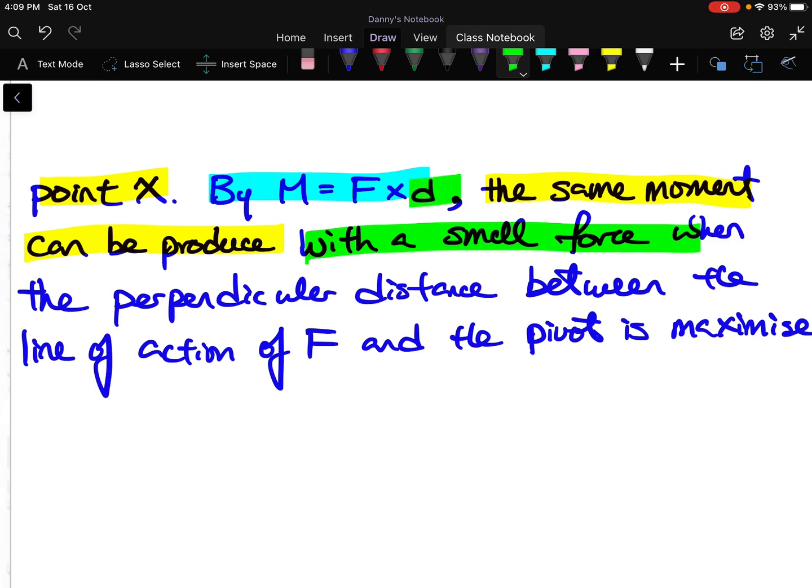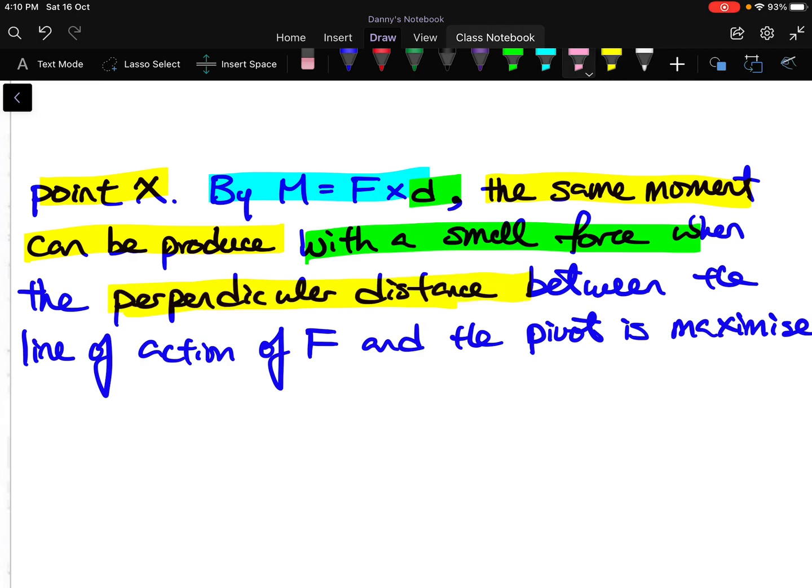Now in this particular test, we will lower the marking demand. So if you just put D is maximum, we'll give you the full mark. But in set 4, you are expected to describe what this D is. So this D comes with a long name. First of all, you must tell me that it is a perpendicular distance.